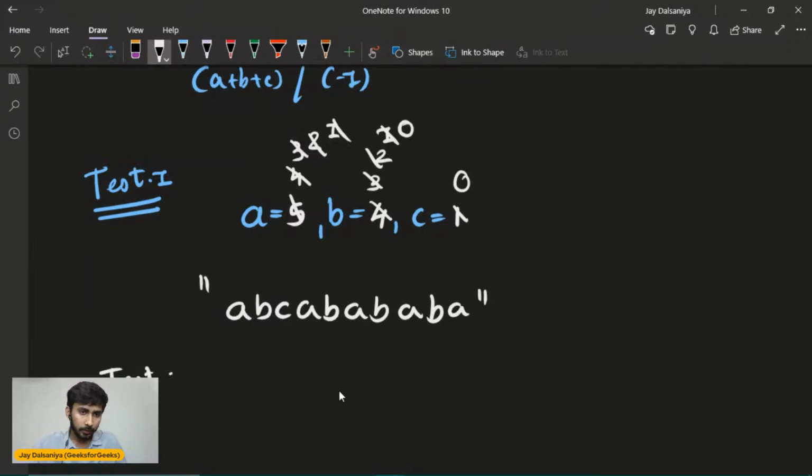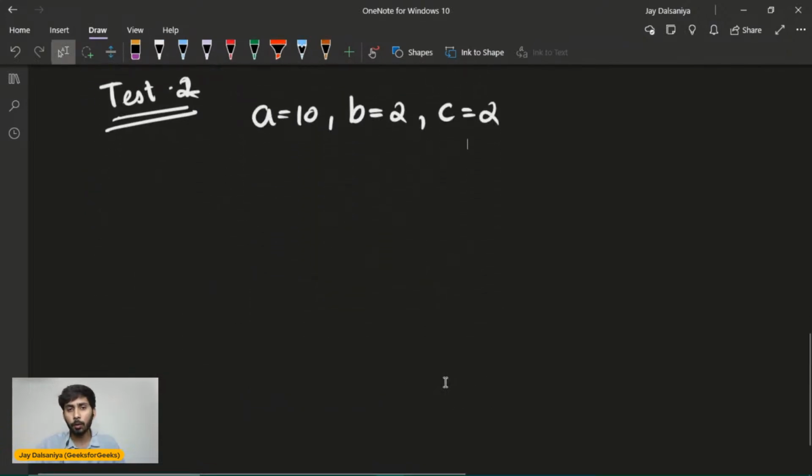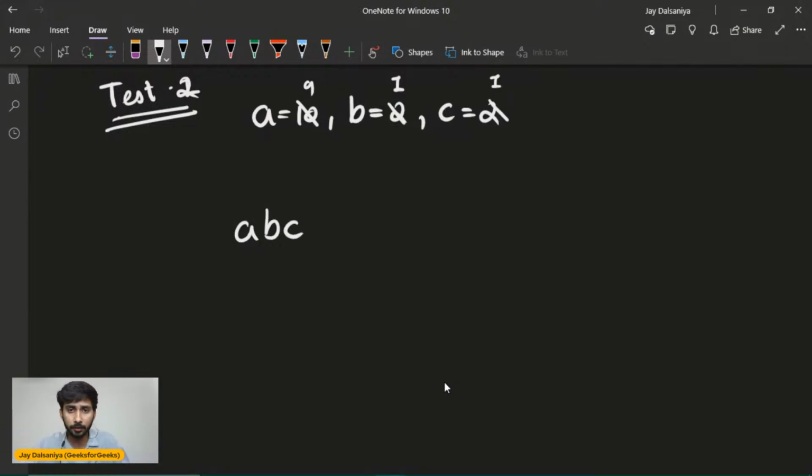Let's take one more test case. Test case number 2, where A is equal to 10, B is equal to 2, and C is equal to 2. Now if I go the same way, taking A, this would be 9. Take B, this would be 1. Now let's say I'm taking C, randomly trying out some possibilities. Try to take A again, so this would be 8, and B and C are 0 and 0.